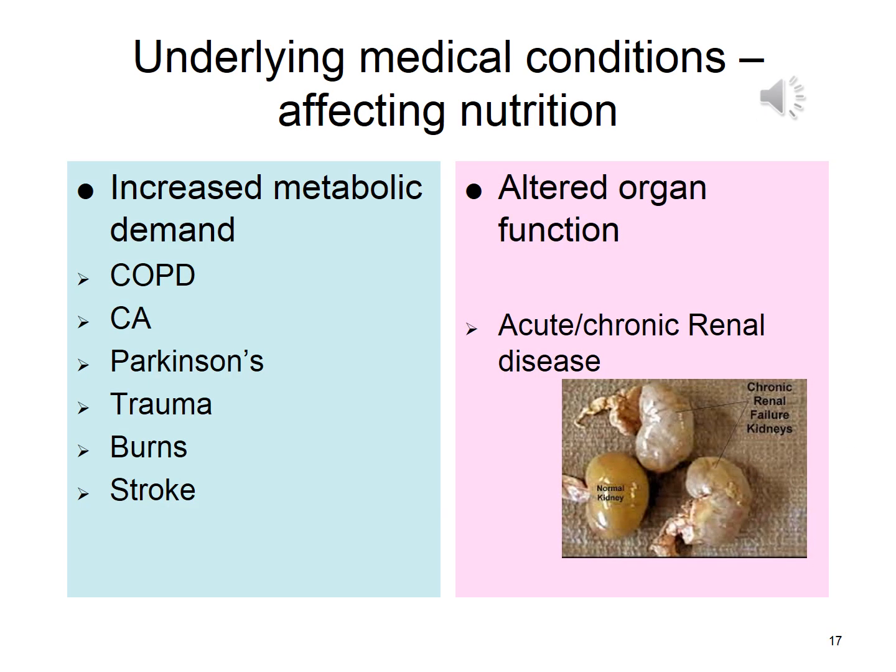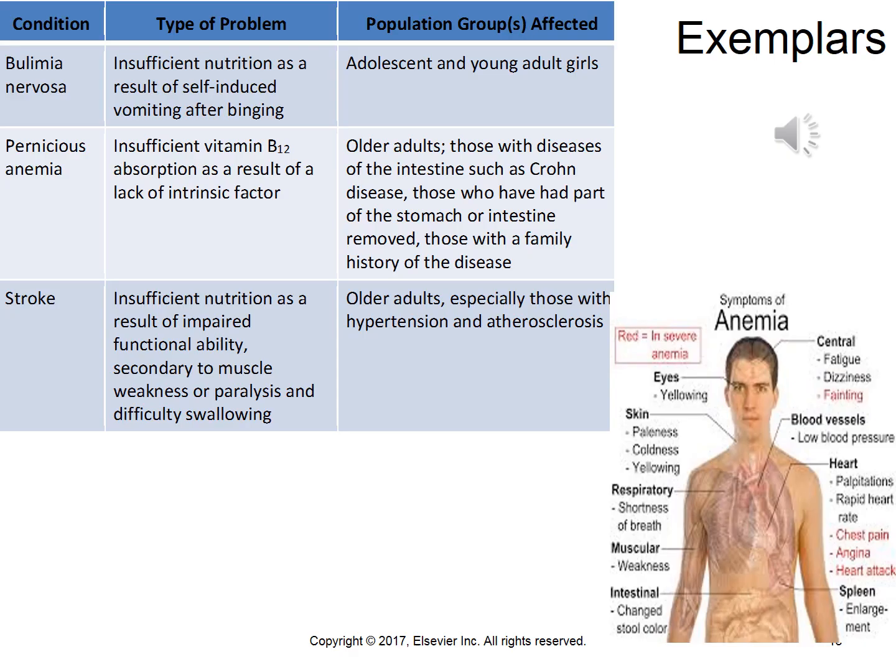Here are a few more examples, such as increased metabolic demand. Those diseases would include COPD, cancer, Parkinson's, trauma, burns, and stroke, or altered organ function, such as acute or chronic renal disease. Here are some exemplars within malnutrition issues: bulimia nervosa, pernicious anemia, and stroke. The 2 that we're going to cover within our classroom work would be obesity and protein-calorie malnutrition. Protein-calorie malnutrition will fall under that liver disease.